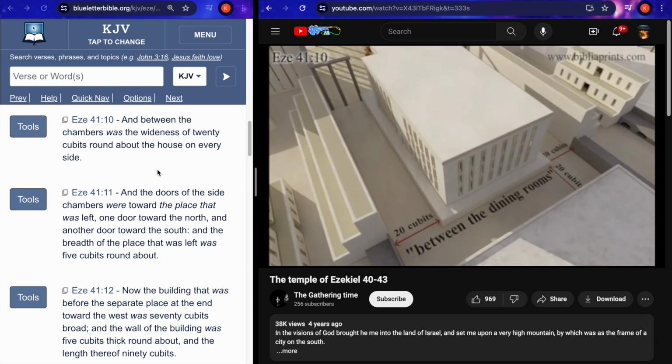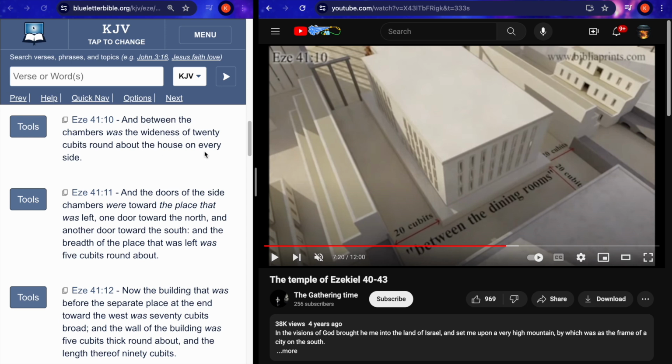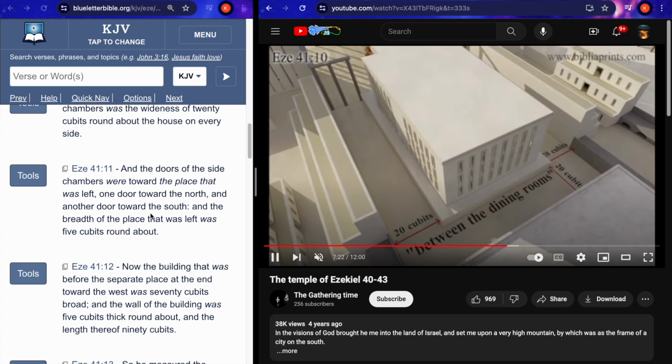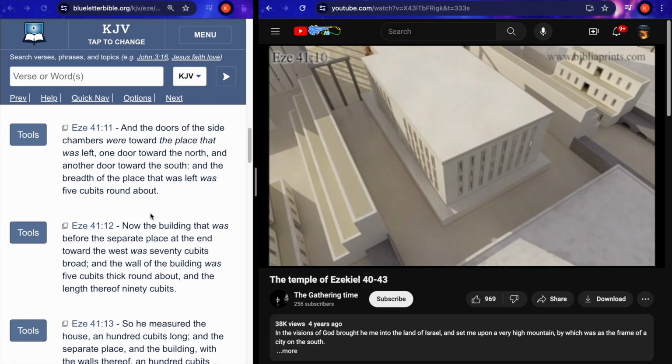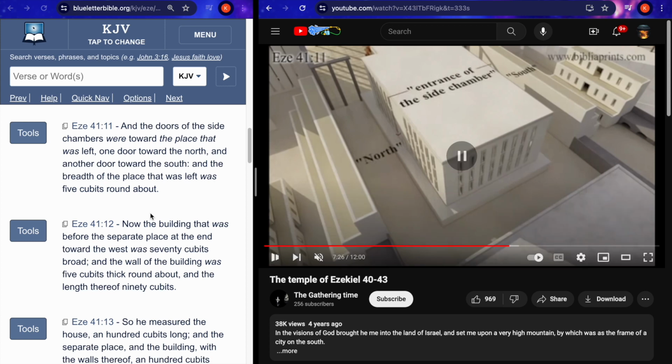Verse 10, and between the chambers was the wideness of 20 cubits round about the house on every side. So as you can see here, 20 cubits, 20 cubits, 20 cubits. And it goes to show you the meticulous design of the Lord, right? It's very specific when it comes to what he requests.